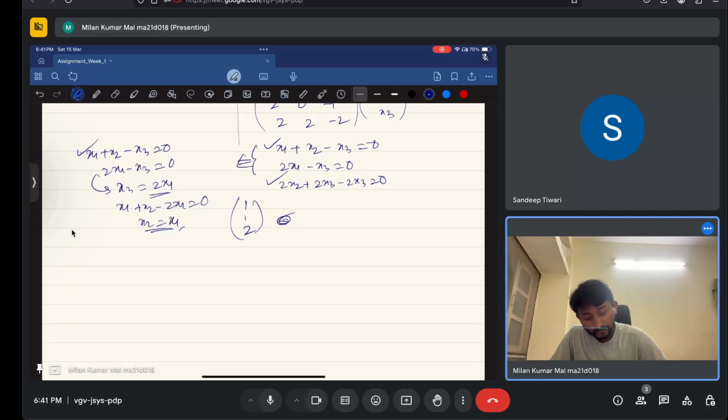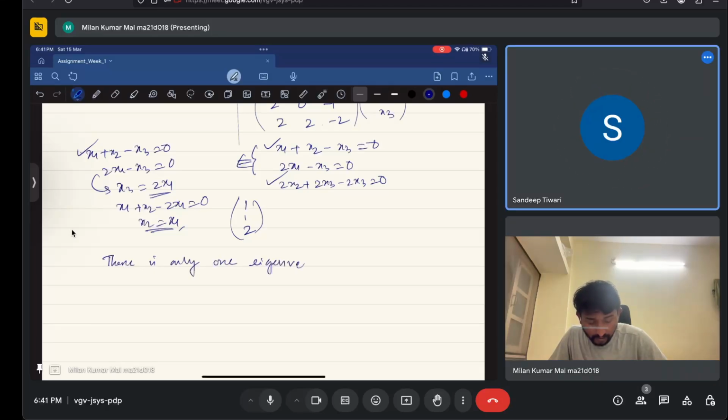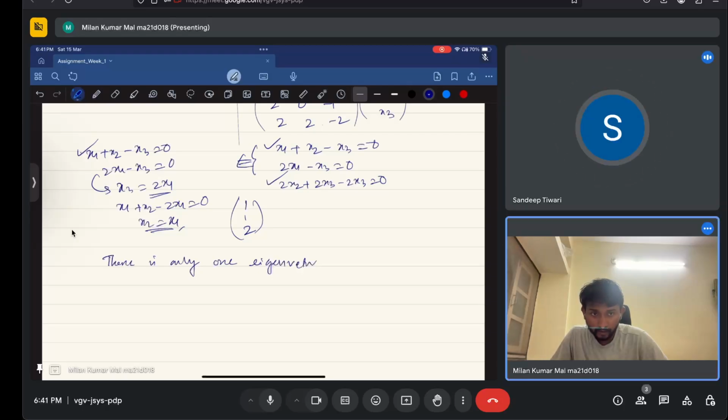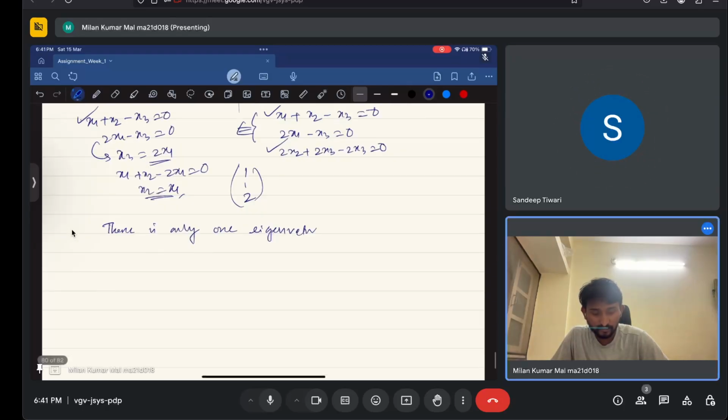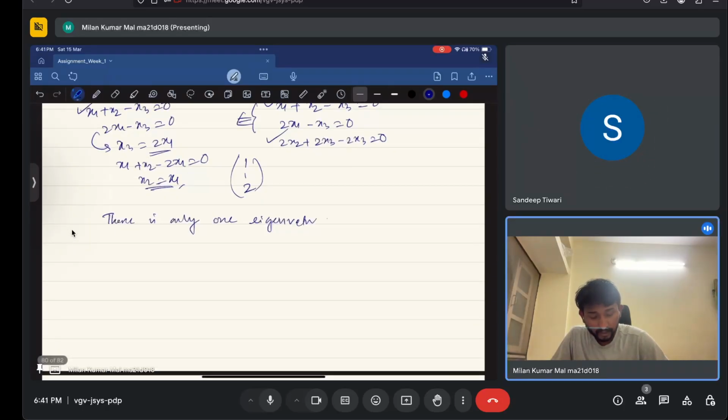There is only one eigenvector corresponding to lambda equals 2. Here the algebraic multiplicity is 2, since we have x minus 2 whole square, but the geometric multiplicity is 1. So it is not diagonalizable.